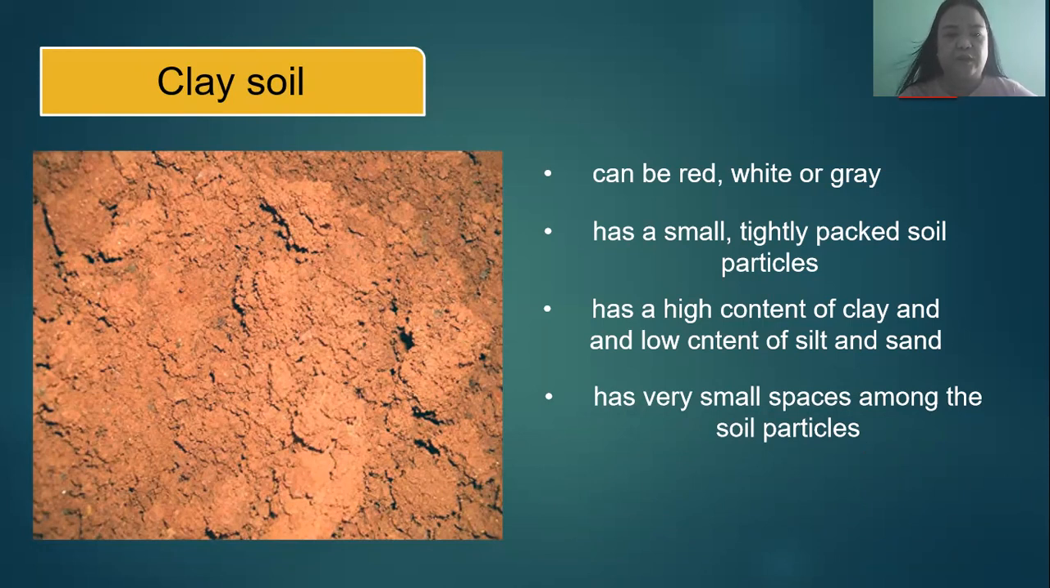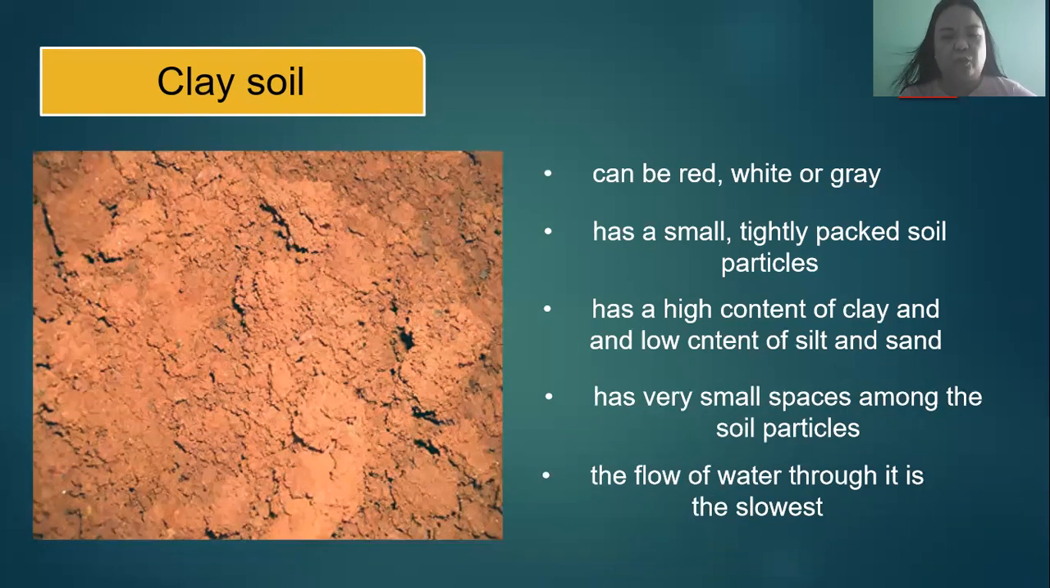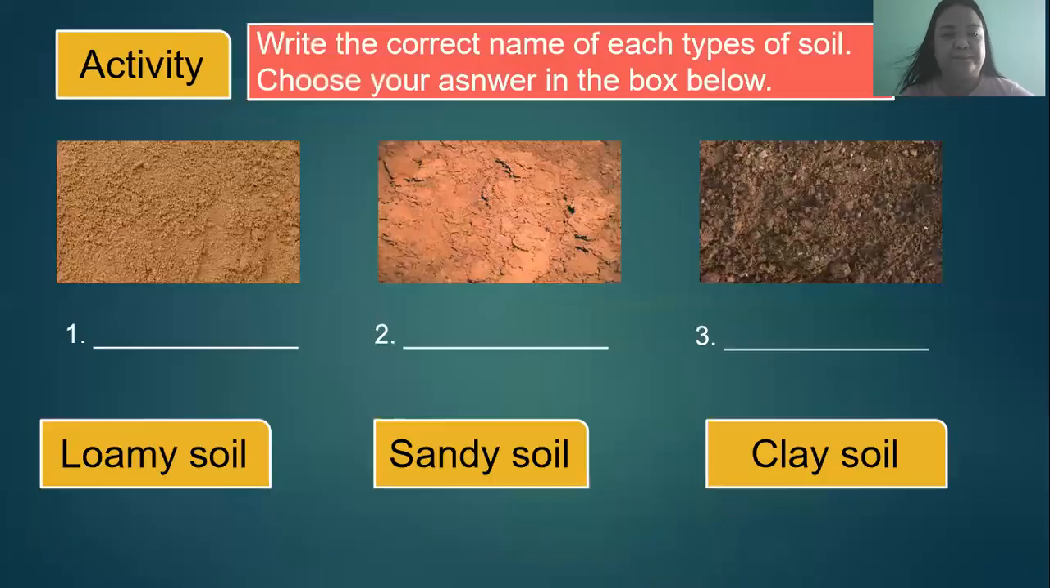Next, it has very small spaces among the soil particles because they stick together. When you put water on it, it will stay for a long time. The flow of water through it is the slowest. That's why it's thick and it's wet. It holds the most water. So when you put water, it will stay a long time.